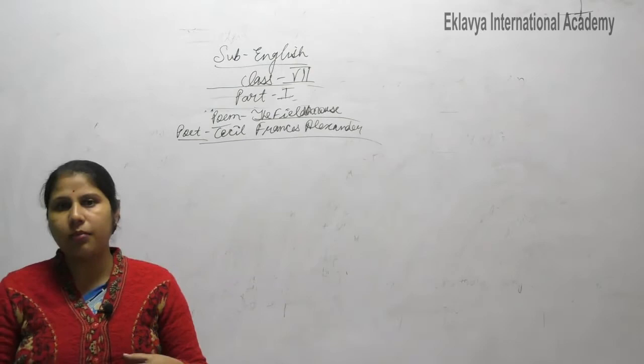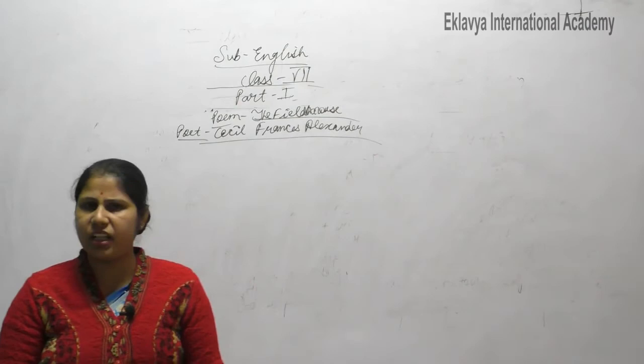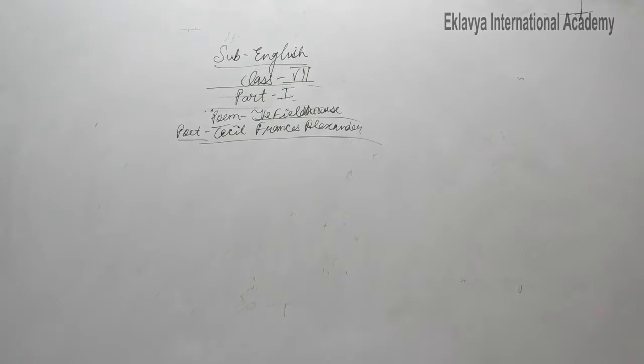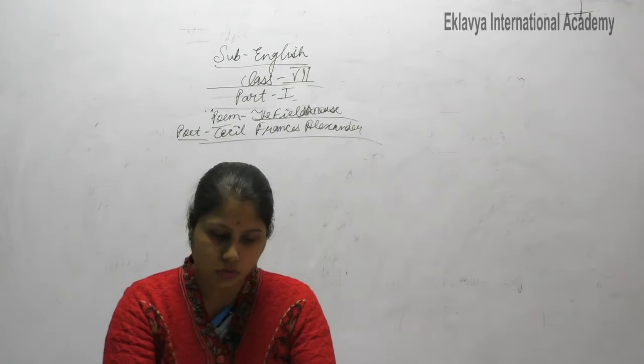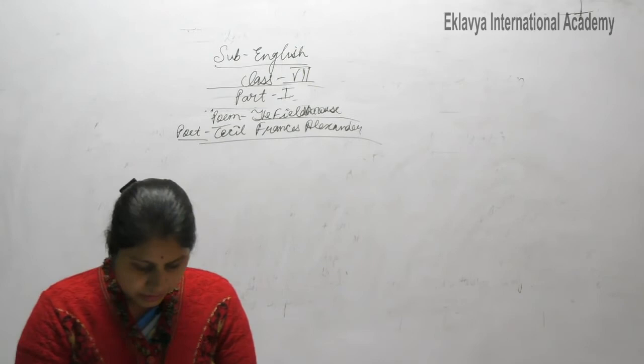Is that clear? All four paragraphs are very simple, very interesting, and very easy also. Does everyone understand this poem? This poem is very interesting, about the field mouse. Means we have stopped the field mouse, saying please do not do this work. Clear? So in this, as such, no adverbs are there.